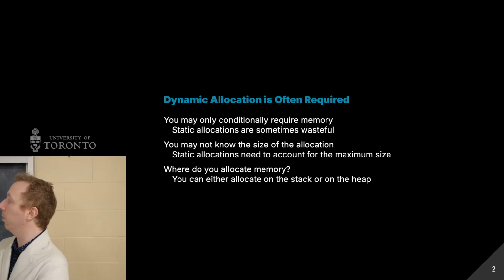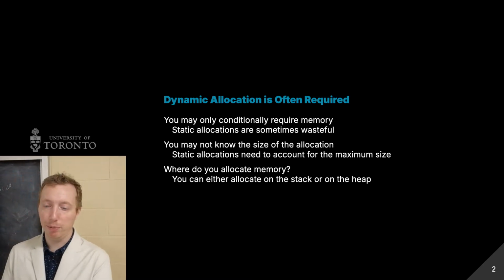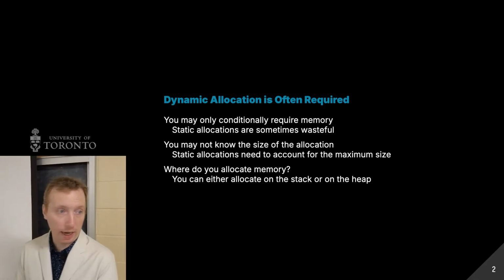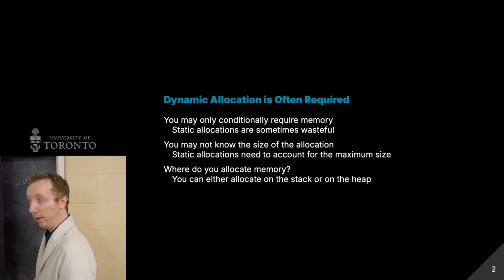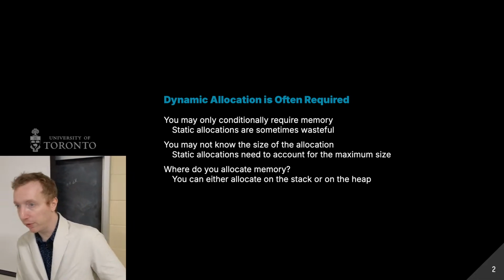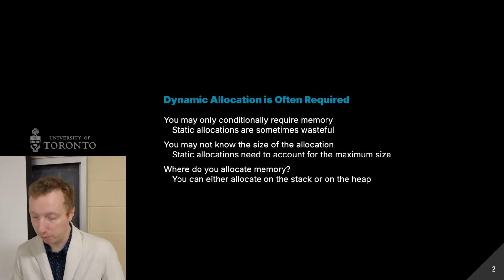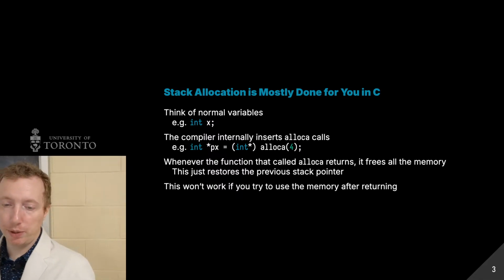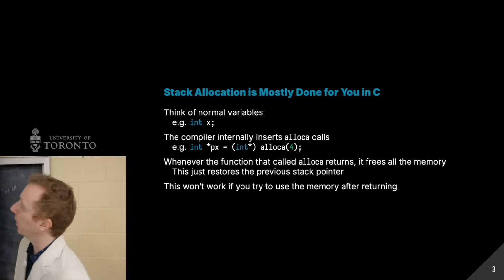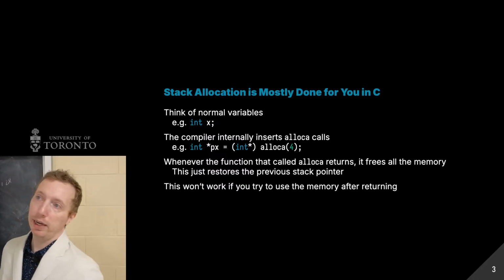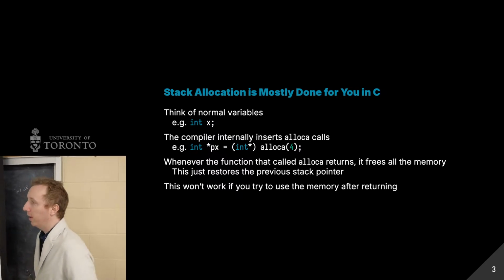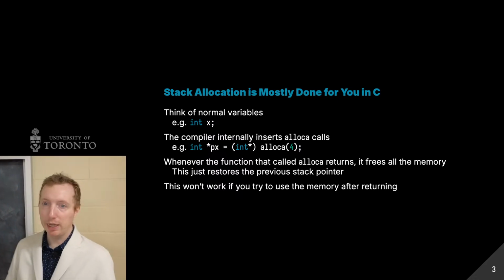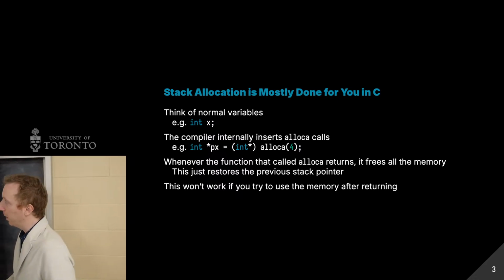Then we have to figure out where to allocate memory if we are writing our program, because we can either allocate it on the stack or the heap. And we know that difference is very important because variables on the stack should be independent for each thread. Stack allocation is mostly done for you in C. If I think of a normal variable int x, that int has to live somewhere in memory. With malloc, you get back a pointer. You can actually call a function to allocate space for you on the stack.